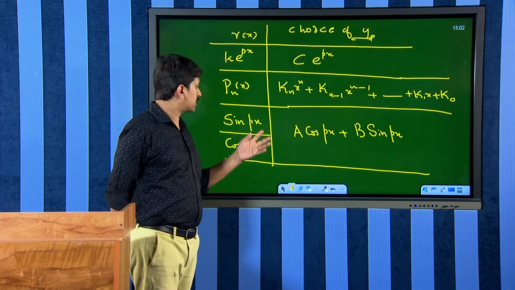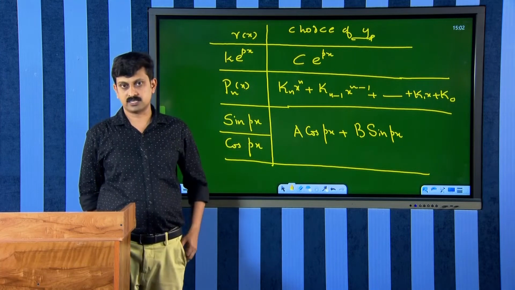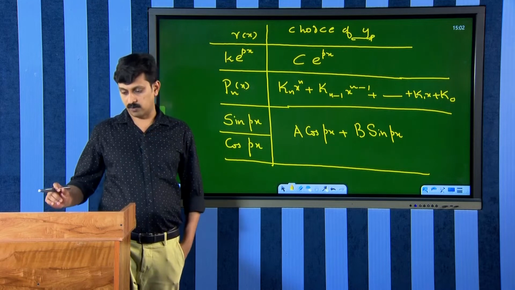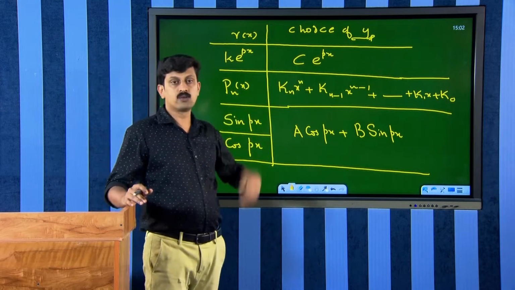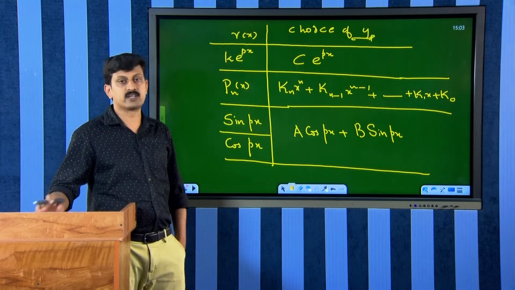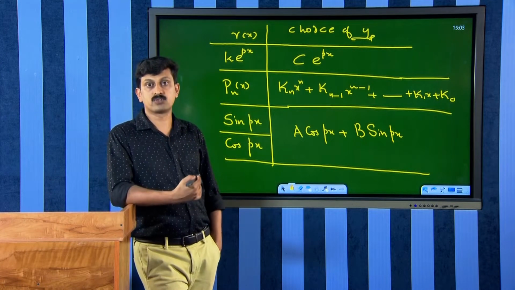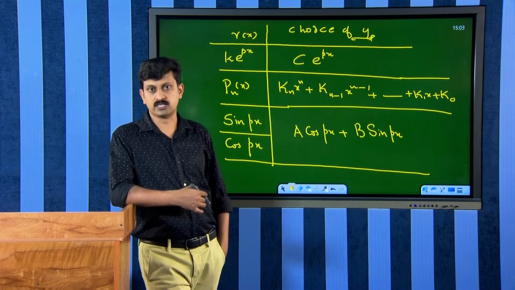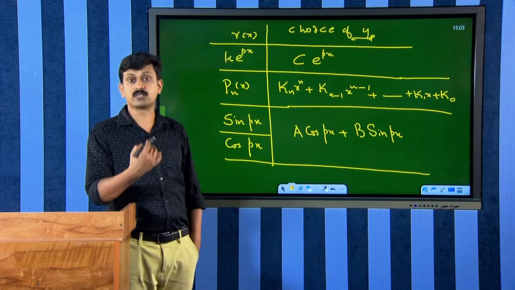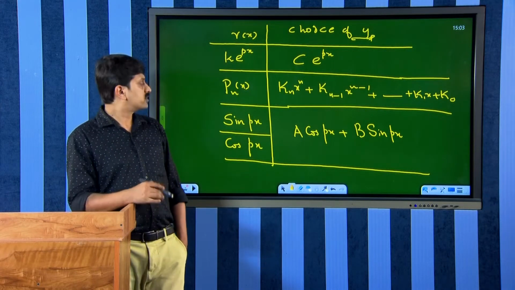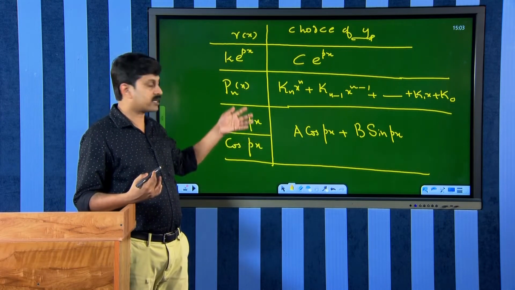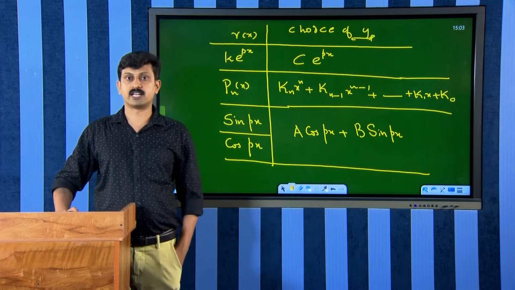So these are the three major choices for r of x, and we can find the corresponding yp like this and find their coefficients. So we get the actual particular solution for the non-homogeneous equation. This is what is called the method of undetermined coefficients. My dear students, a combination of these three function types may exist as r of x.